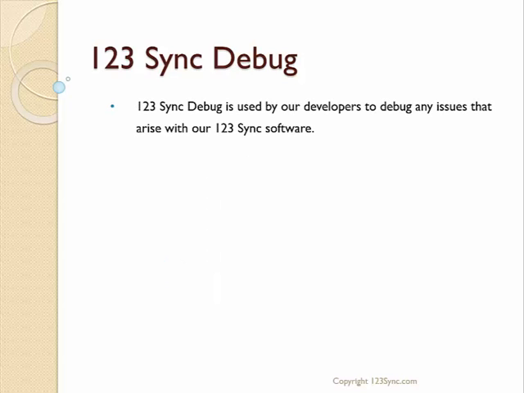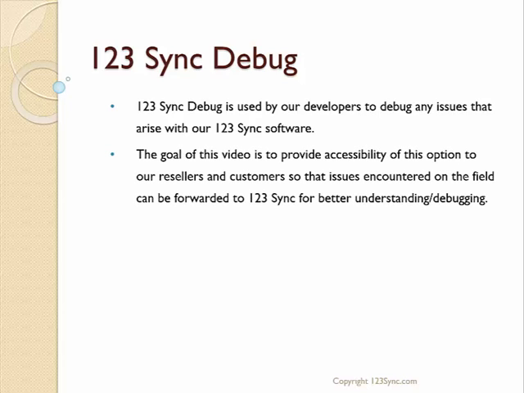123 Sync Debug is a tool or an option used by our developers to debug any issues that arise with our 123 Sync software. The goal of this video is to provide accessibility of this option to our resellers and customers, so that if you encounter any issues in the field, they can just be forwarded to 123 Sync and we can actually find out from the log what is going on and resolve the issue.